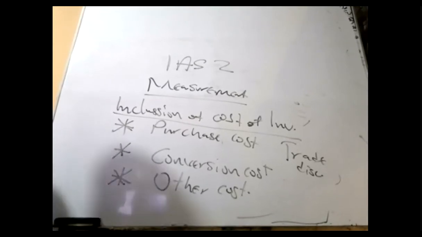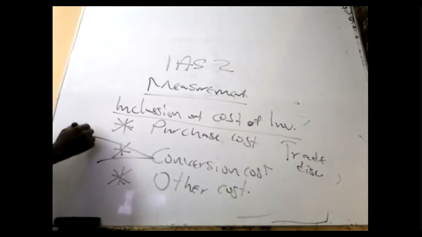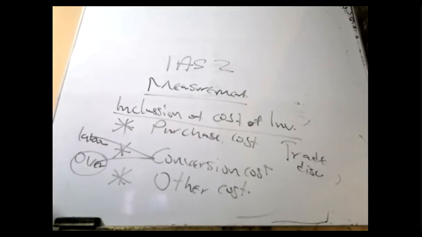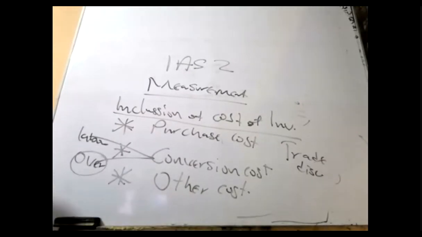Okay, now the conversion cost usually refers to the labor cost and the overhead. Let's give an example. We say that we are wholesalers of rice. We buy the rice from the farmers. In fact, we are retailers. We buy the rice either from the farmers or from the wholesale joint on a large scale, and then we retail it to the final consumer.